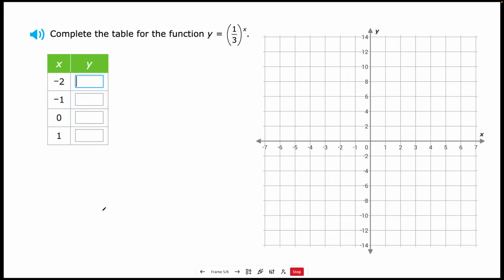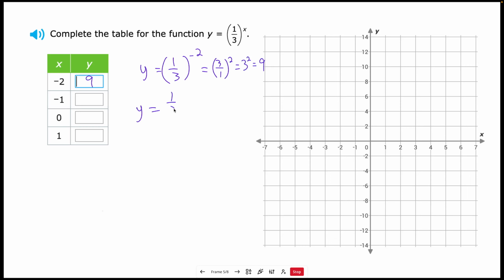Now what happens when there's a fraction? Well, not too much changes here. So still going to plug in our values. But now when you do a fraction to a negative power, what ends up happening is you flip it. So now it becomes just 3 over 1 squared, which is just 3 squared, which is 9.